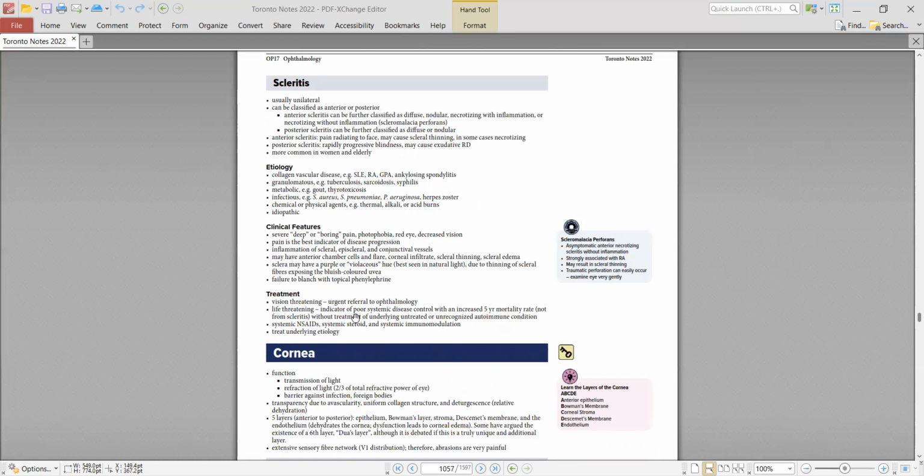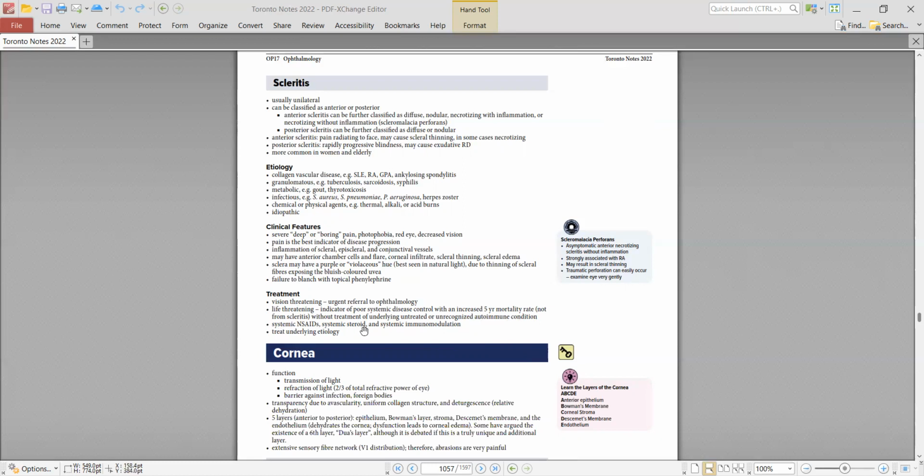Poor systemic disease means that the rheumatoid arthritis is uncontrolled, the SLE is uncontrolled, the ankylosing spondylitis is uncontrolled, the TB is uncontrolled, syphilis is uncontrolled, or the patient is having an unrecognized autoimmune condition, like rheumatoid arthritis presenting for the first time in this way. If you do further testing, you will see that the patient has rheumatoid arthritis. Because it's an autoimmune condition, you have to treat it immediately. So this will also improve.